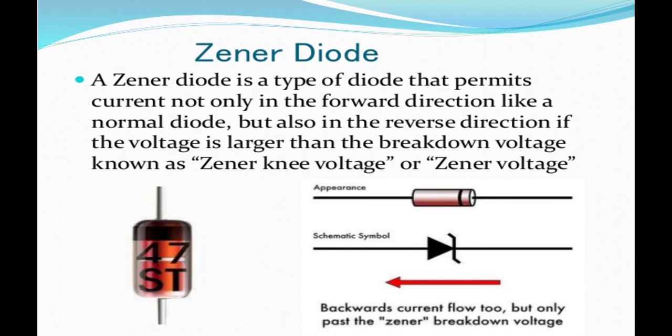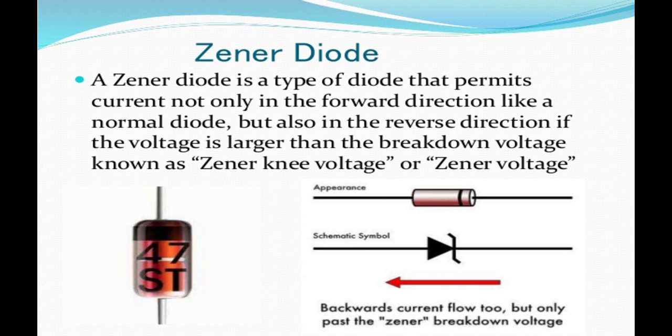These are some basics of the Zener diode. A Zener diode is a type of diode that permits current not only in the forward direction like a normal diode, but also in the reverse direction, if the voltage is larger than the breakdown voltage, known as the Zener knee voltage or Zener voltage.